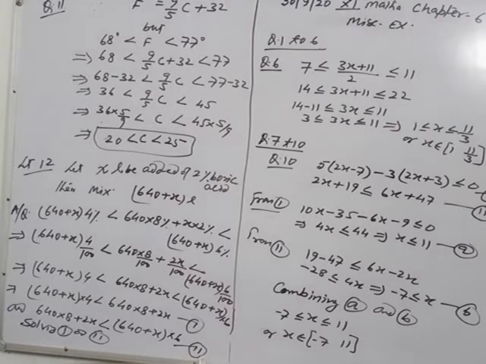(3x + 11)/2 is greater than or equal to 7 and less than or equal to 11. First, to remove the 2 from the denominator, multiply by 2 in each of the three parts. Three parts means the left part, the middle part and the right part. After multiplying by 2, you get 14 less than or equal to 3x + 11 in the middle, and less than or equal to 22 on the right side. Then you have to find the value of x.